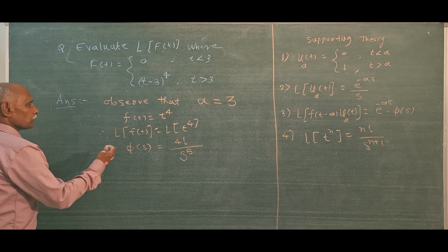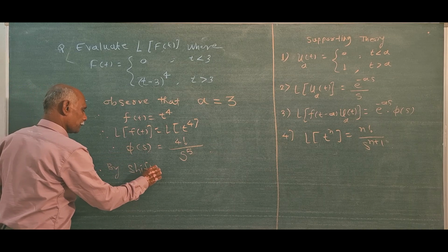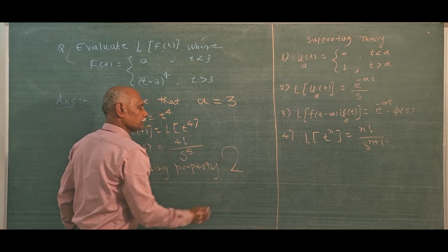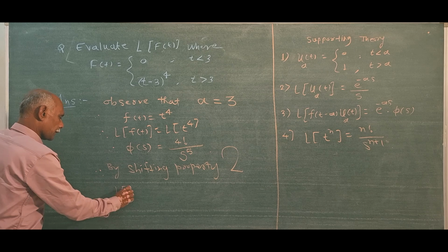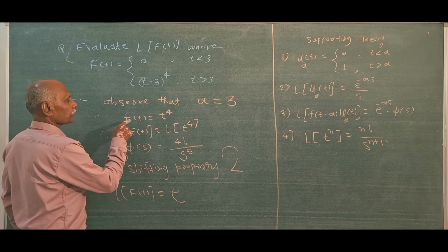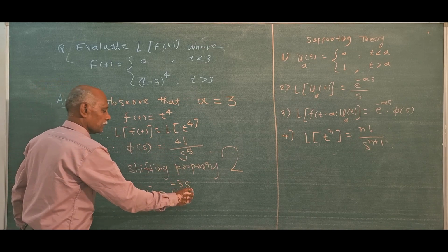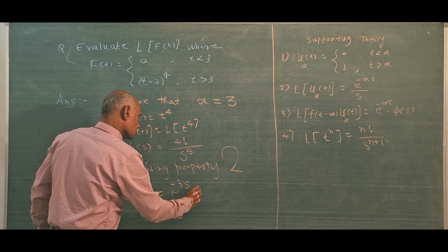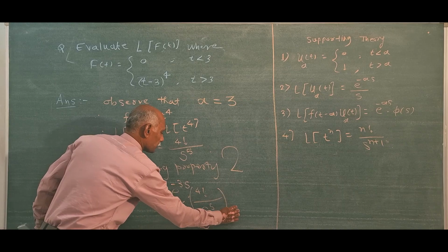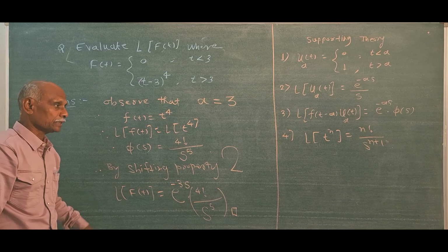And therefore putting in the formula by second shifting property, we can write Laplace of capital F of t is equal to e to the power minus as. It is there. So minus 3s and then s to the 5. 4 factorial divided by this. So we write 4 factorial divided by s raised to 5. So this is the solution. 4 factorial you can write as 24. That's all. Okay. This is the answer.